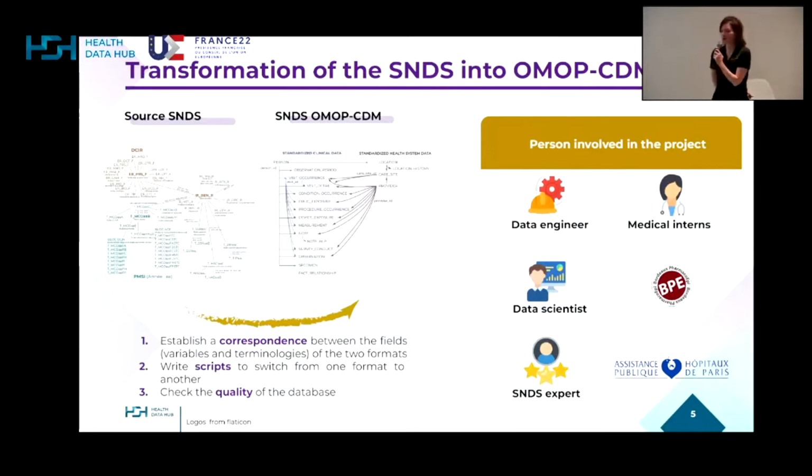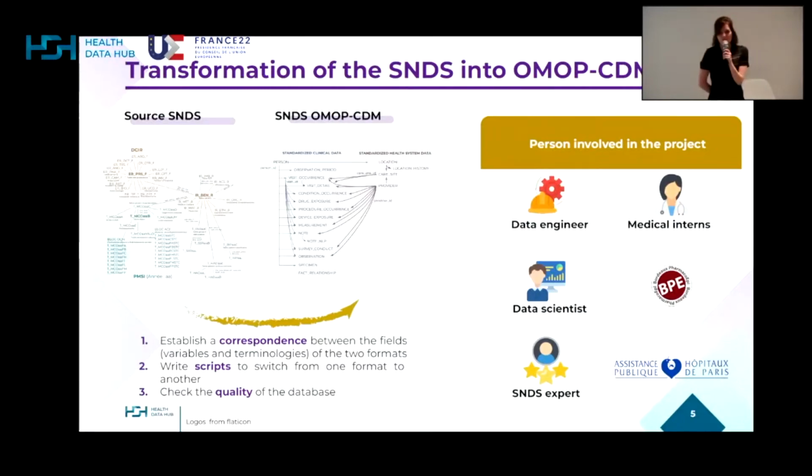And for that, we have 3 main steps to transform the SNDS. The first one is to establish a correspondence between the fields, so all the variables and the terminology of the 2 formats. After, you have to write all the scripts to switch from one format to another. And finally, you have to check the quality when you transform the SNDS into the OMOP common data model. And today, Cécile will present some results of the quality of the transformation.